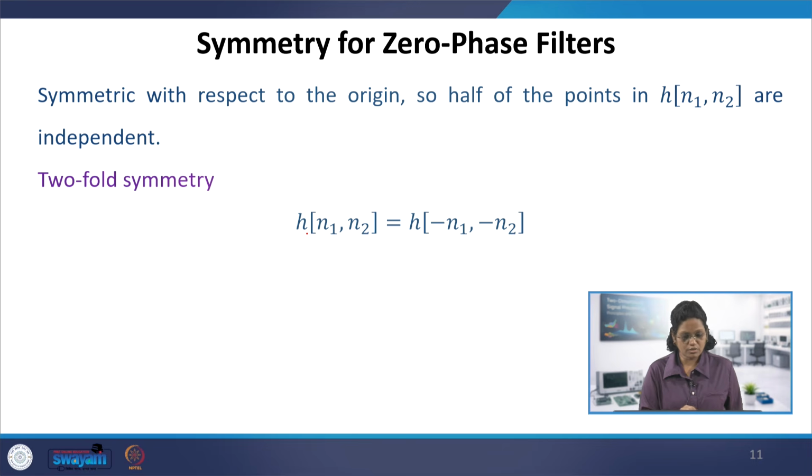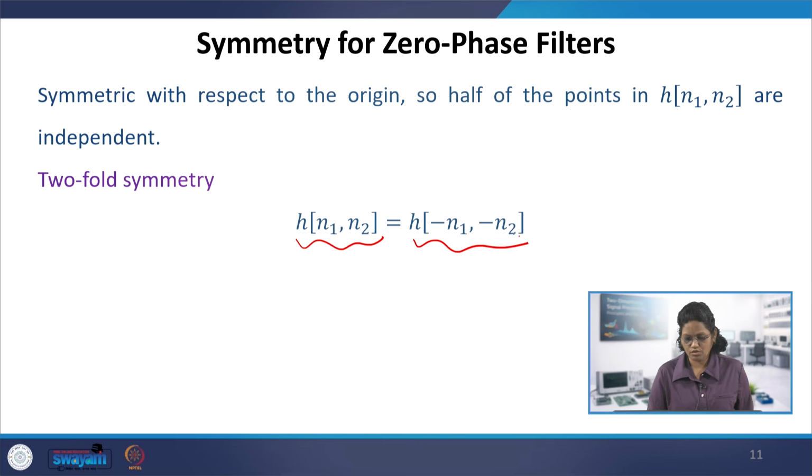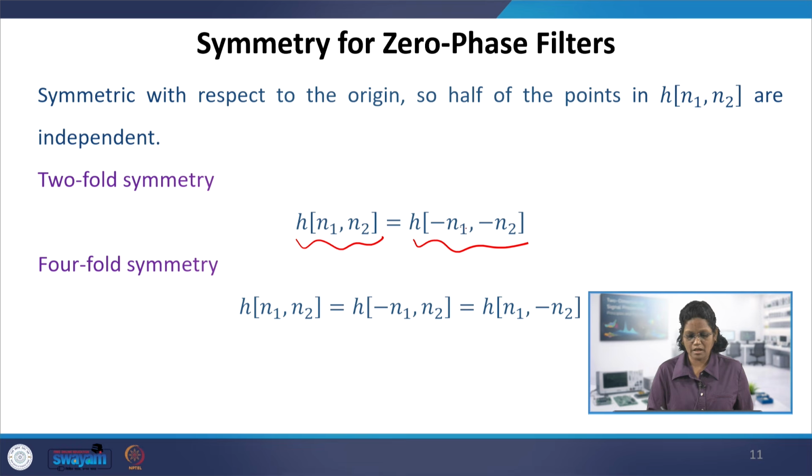In case of the twofold symmetry, like we had in the midpoint antisymmetric cases, there are a few symmetries used in the 2D linear phase FIR filters. That is the twofold symmetry here. So the coefficients h of n1 comma n2 will be equal to h of minus n1 comma minus n2. We will see an example of this in a moment.